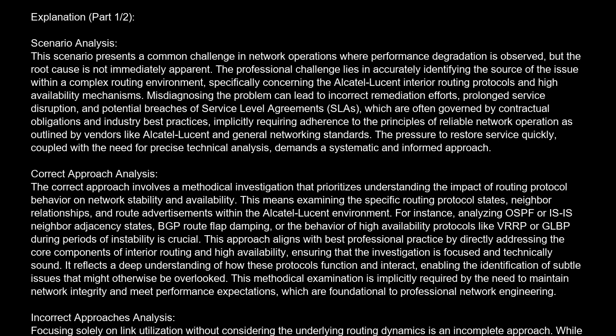Correct approach analysis. The correct approach involves a methodical investigation that prioritizes understanding the impact of routing protocol behavior on network stability and availability. This means examining the specific routing protocol states, neighbor relationships, and route advertisements within the Alcatel-Lucent environment. For instance, analyzing OSPF or IS-IS neighbor adjacency states, BGP route flap damping, or the behavior of high-availability protocols like VRRP or GLBP during periods of instability is crucial.